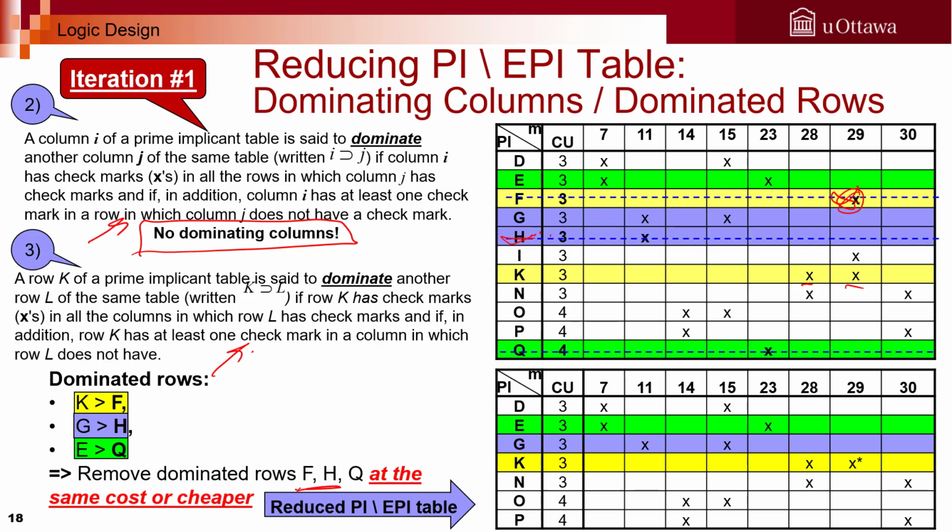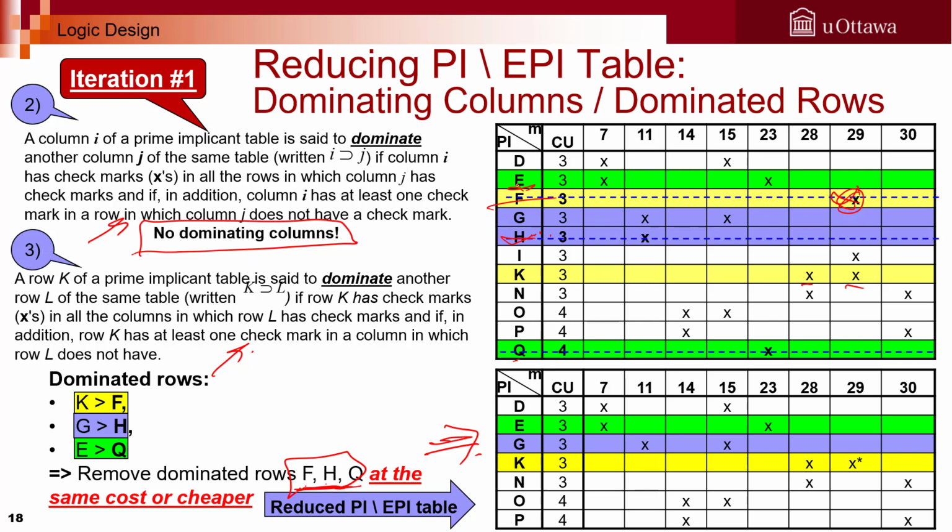So after I remove those dominated rows and columns, what I have to do is find a simplified PI table, and remove the dominated rows F, H, and Q, at the same cost or cheaper. So I removed all of them. Why did I remove Q? Because E dominates Q, and at the same time it has a cheaper cost, because the number of literals at that implicant is less than the number of literals at Q.